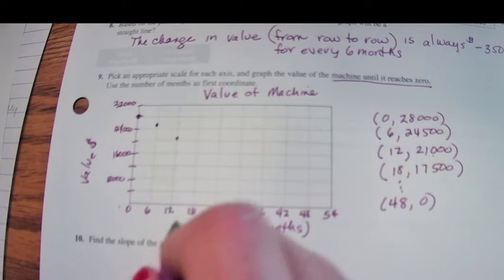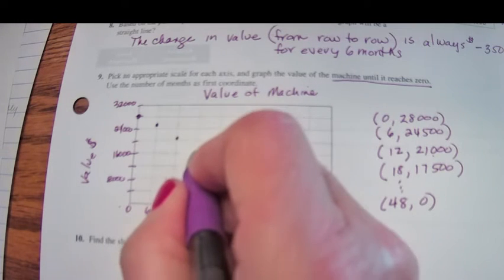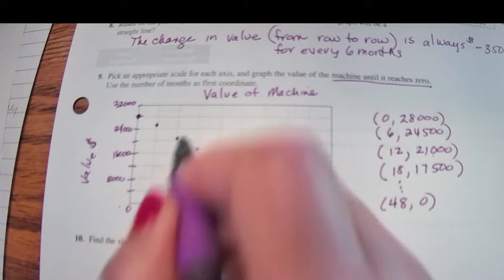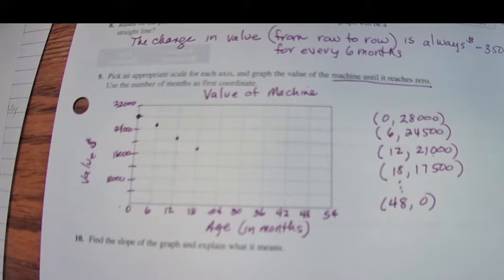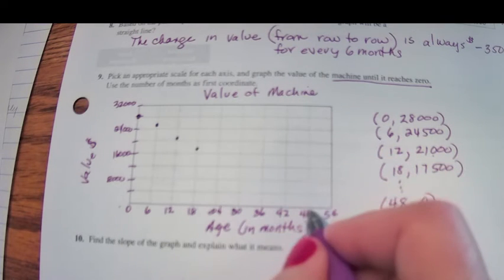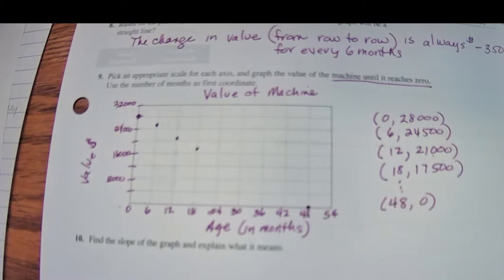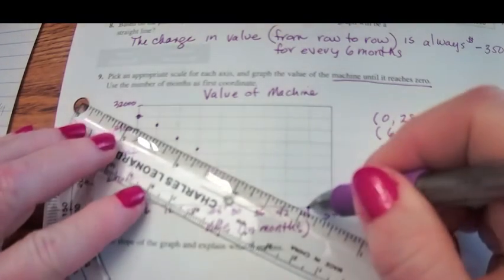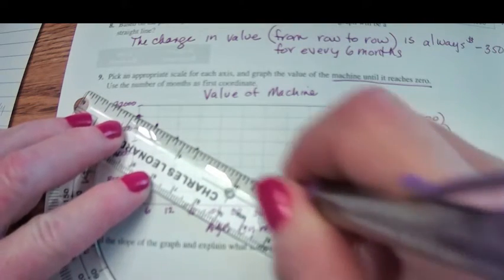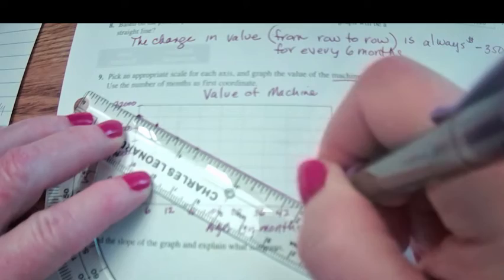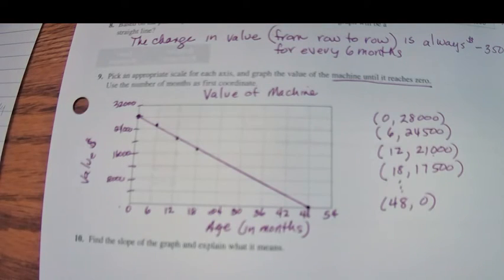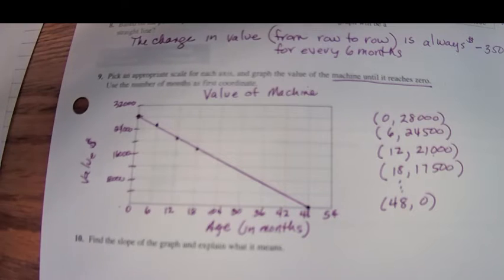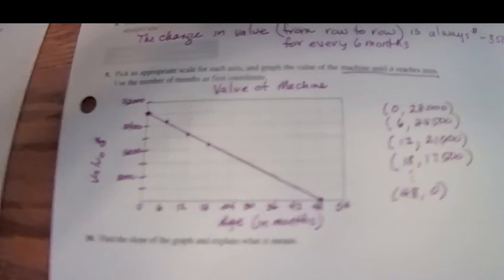18 months, it's worth $17,500. Okay, and then at 48 months, it's worth nothing. And so this is a line that decreases. But what we see here is, even though it's just a sketch, going from this point to this point, there's my straight line. So that's a graph of the line.